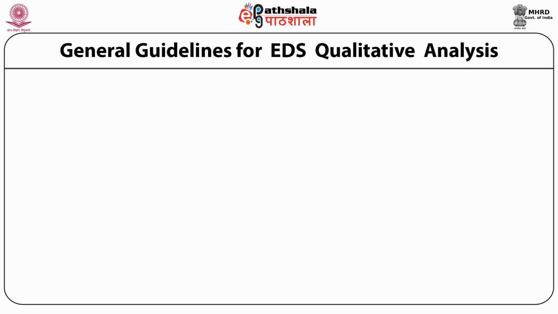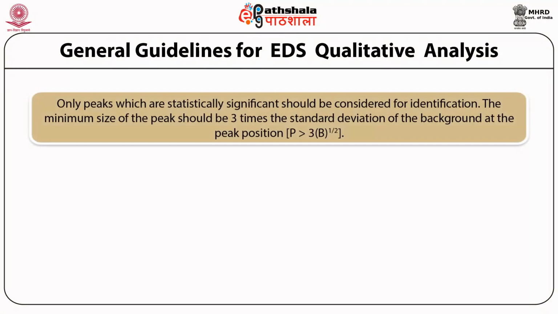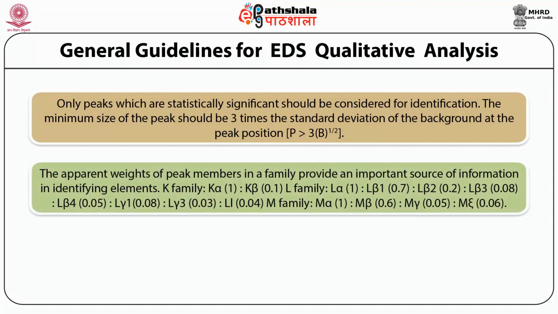General guidelines for EDS qualitative analysis. Only peaks which are statistically significant should be considered for identification. The minimum size of the peak should be 3 times the standard deviation of the background at the peak position. P should be greater than 3 B to the power half. The apparent weights of peak members in a family provide an important source of information in identifying elements.